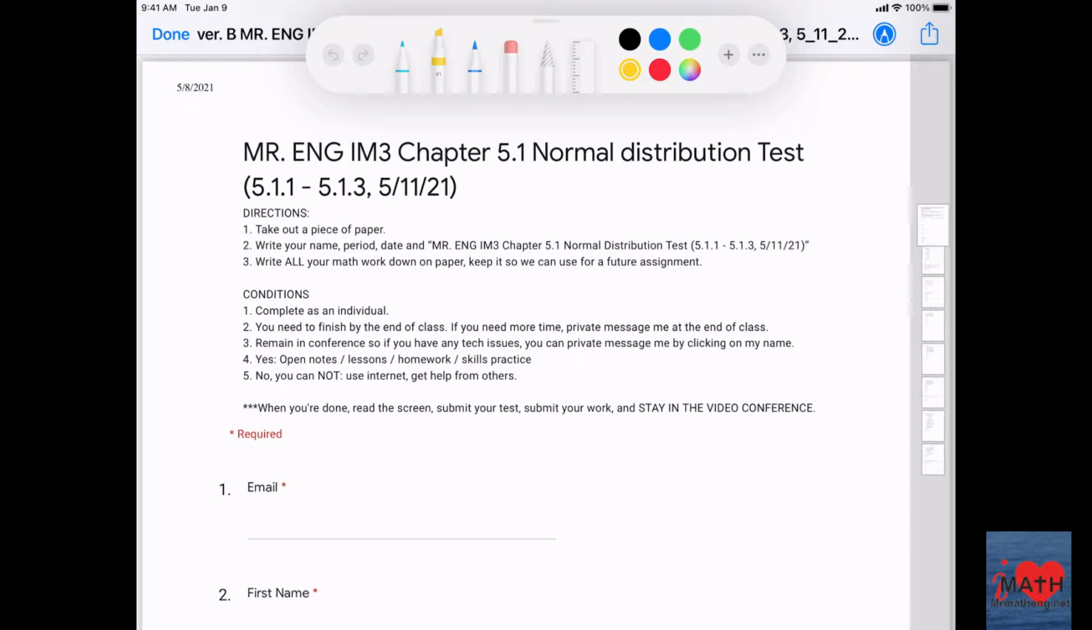Let's go over the Chapter 5.1 Normal Distribution Test. How do you know the difference of the versions? This I'm going to call the lowercase because here is a lowercase.